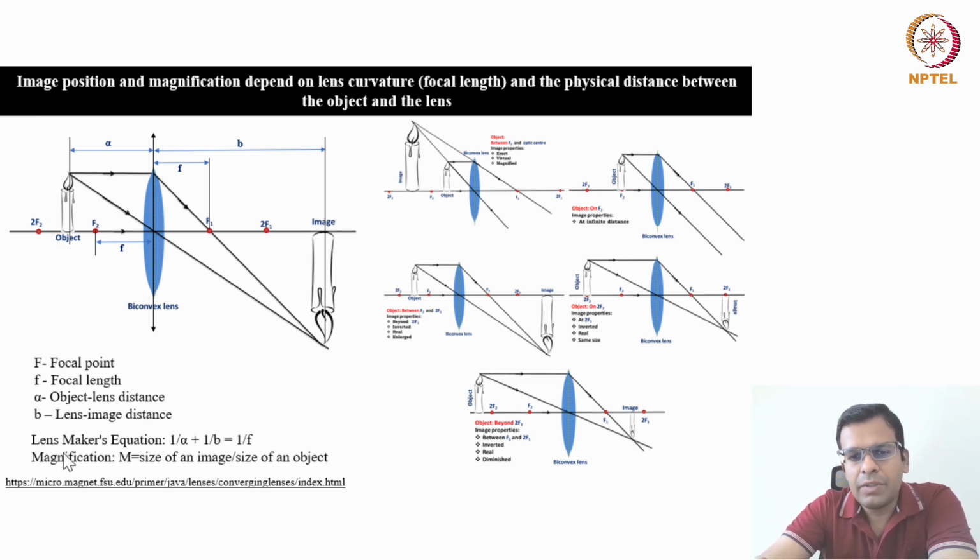Here is one equation, known as the Lensmaker's equation: 1 by A plus 1 by B equals 1 by F, where F stands for the focal length. If I have to calculate the magnification, the equation is size of the image divided by size of the object. You measure the size of the image and divide it by the size of the object, and that will give you the magnification.